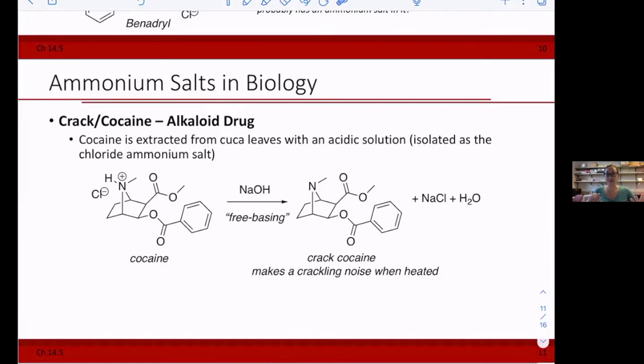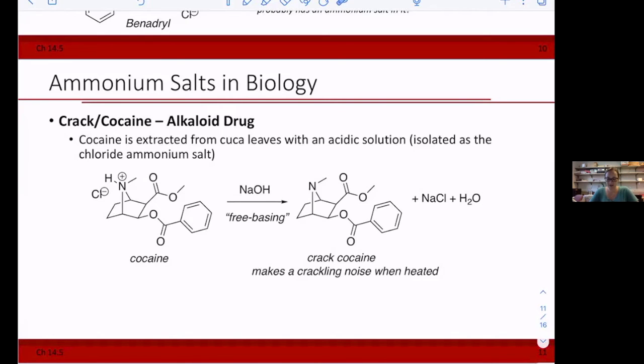So what happens to make crack cocaine is a process called freebasing. If you add base back into the ammonium salt that you made, you then take that hydrogen back off. It's kind of a competition between who wants to have that proton. So if you put something more basic in there, the more basic thing will steal the proton and leave you with your amine. So crack cocaine is just the amine form of the ammonium chloride that was isolated.